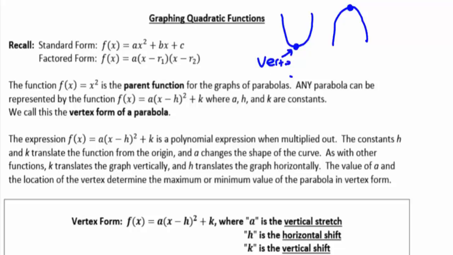I don't know if you remember that. You should remember that from Algebra 1 or geometry. You may have talked about vertex. All right, so that point right there is called the vertex point.